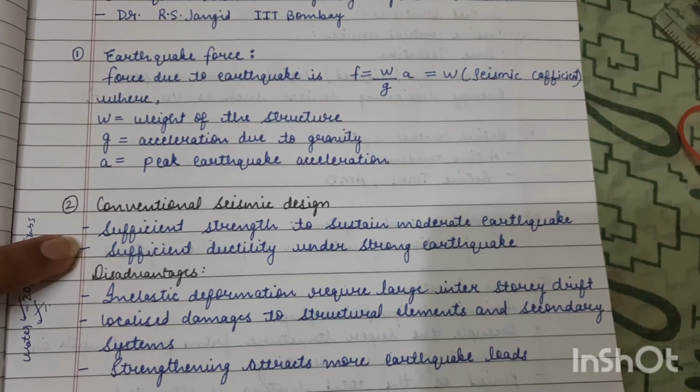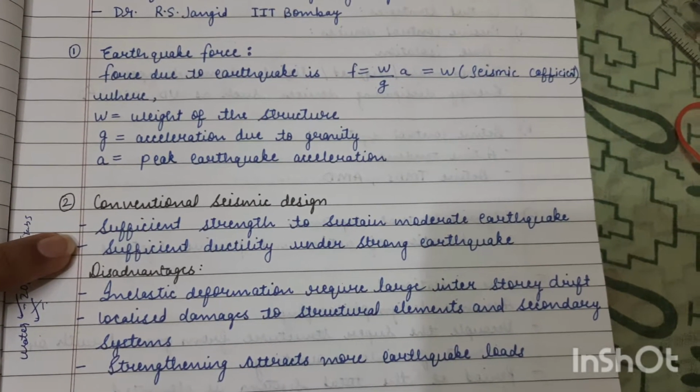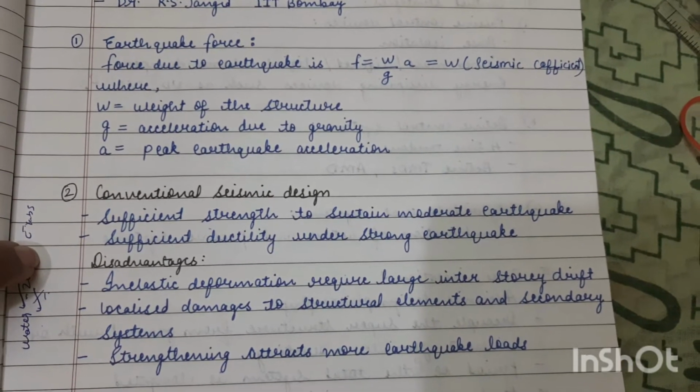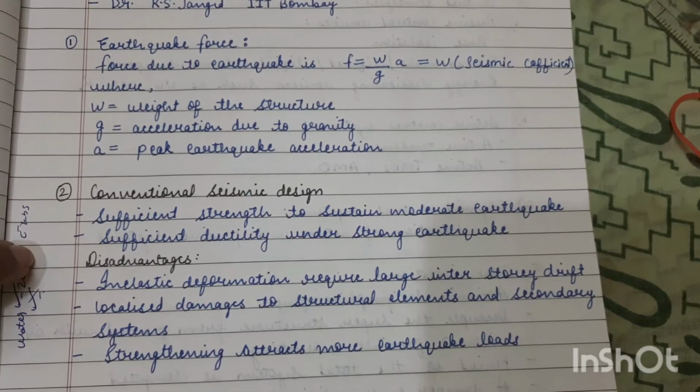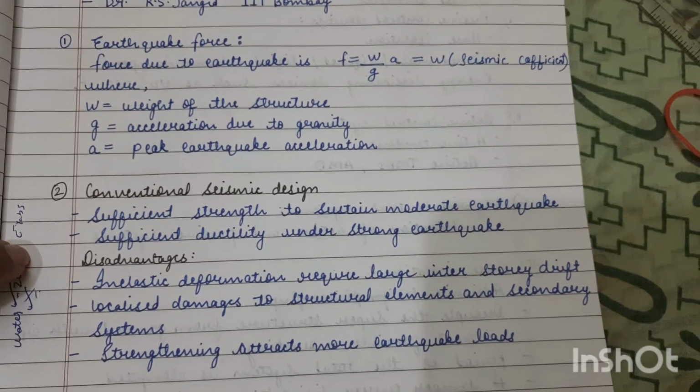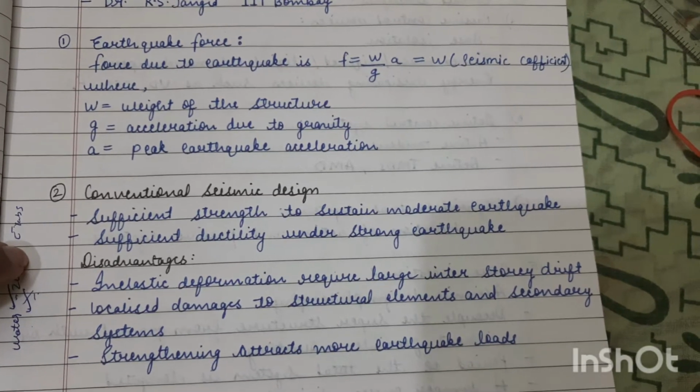The second concept is conventional seismic design. Sufficient strength to sustain moderate earthquakes, sufficient ductility under strong earthquake. Disadvantages: inelastic deformation, require large interstory drift, localized damages to structural elements and secondary system, strengthening attracts more earthquake loads.